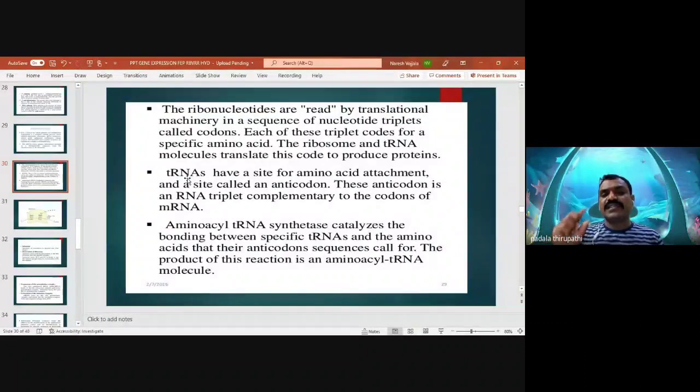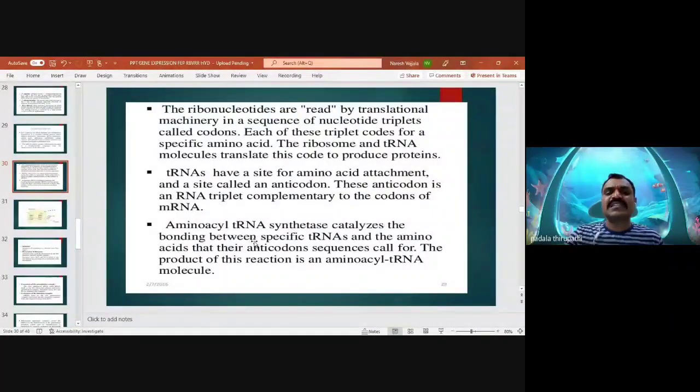So tRNA has a site for amino acid attachment and a site called an anticodon. Remember, my dear friends, the codon is present on mRNA, while the anticodon is situated on tRNA only. The anticodon loop is present in tRNA only. This anticodon is an RNA triplet complementary to the codons of mRNA. So mRNA consists of codons, whereas tRNA consists of the anticodon.